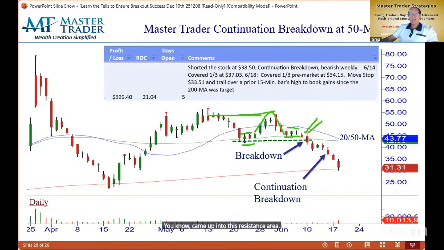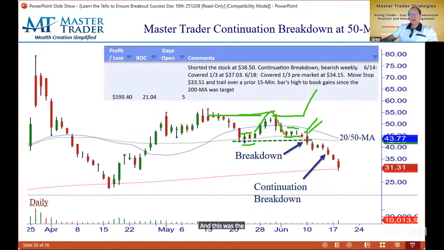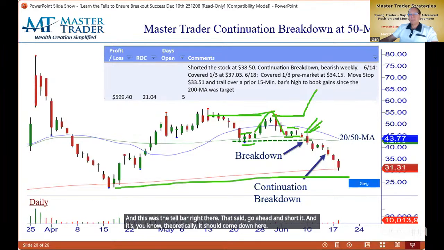And look, at this point up here, if this could go sideways and get tight, we'd be looking for that to go up. But that didn't happen. It went right back down again, but then it tightened up. And this was the tell bar right there that said, go ahead and short it. Theoretically, it should come down here.